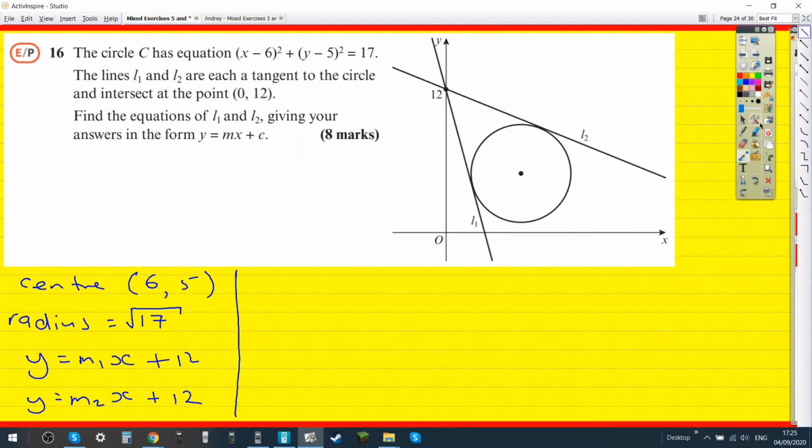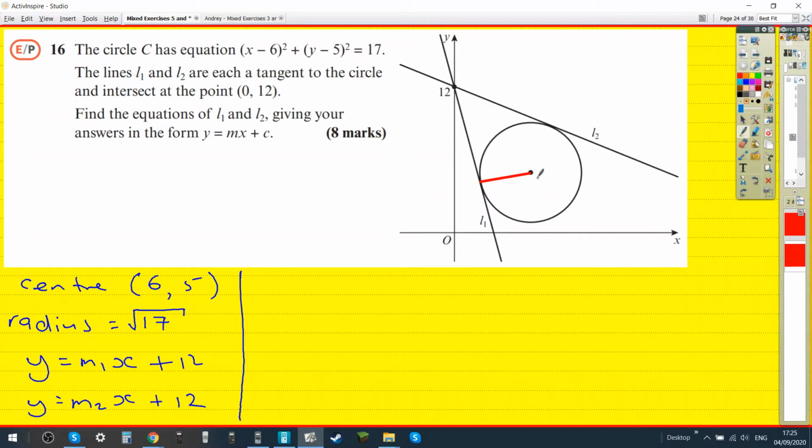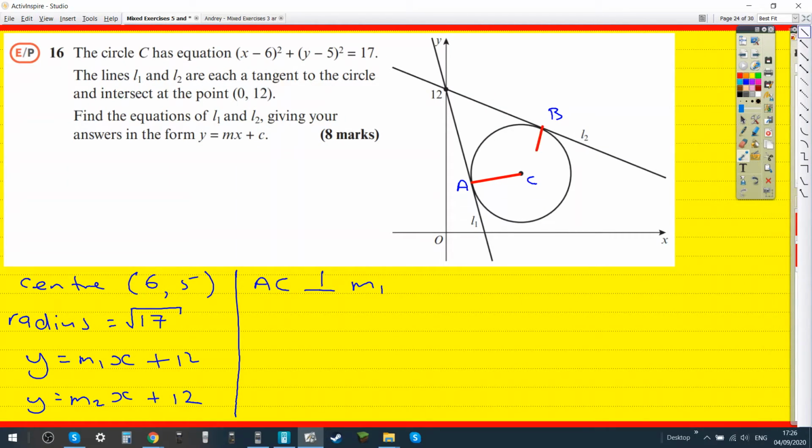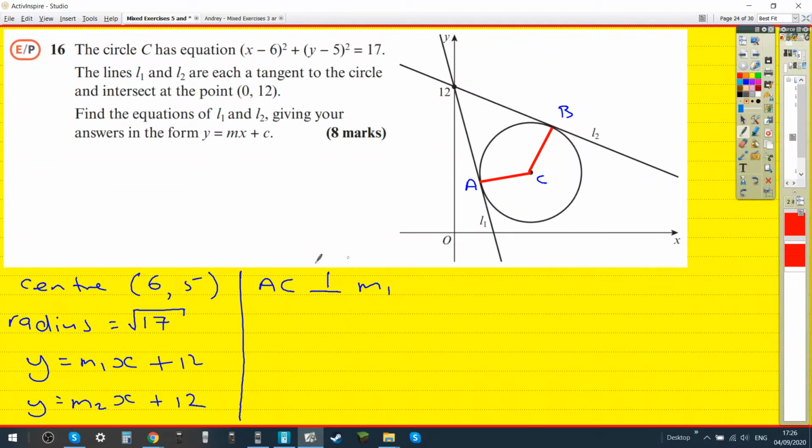Let's see. There's a few things I'm thinking. These two gradients are perpendicular. So let's call this point C for center, and let's call these points A and B. So we know that AC is perpendicular to m1. We also know that the gradient of BC is perpendicular to m2. Is there anything we can do with that?